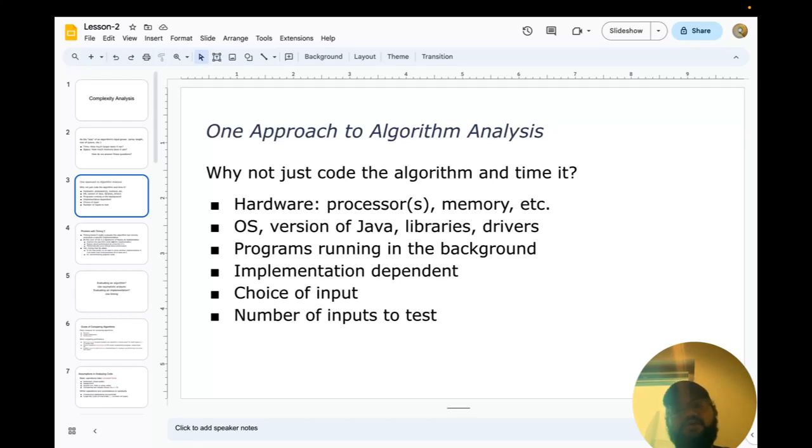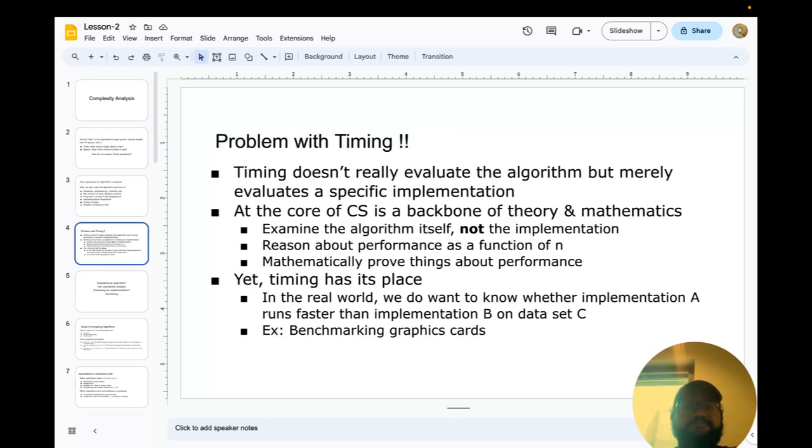The operating system on one may differ from the other. The version of Java or Python, the libraries, the drivers, the programs you are running in the background. If you have a heavy program running in the background, it may affect the time the algorithm takes to complete. What implementation are you using of a particular algorithm? What size of input are you using? The number of inputs in that instance. These are a lot of factors that affect the timing of an algorithm. That is why we have a different set of rules when we're analyzing it.